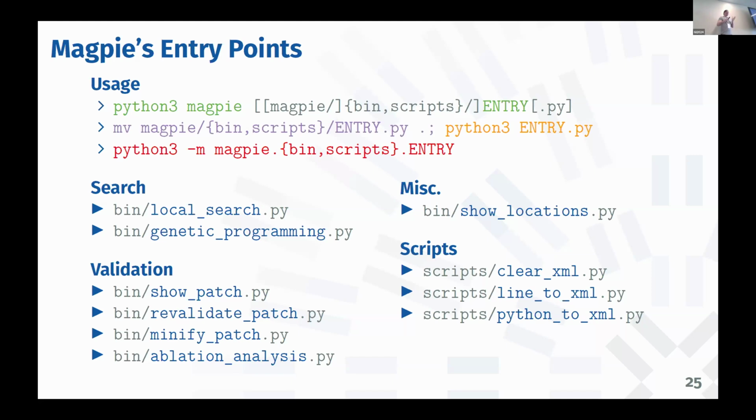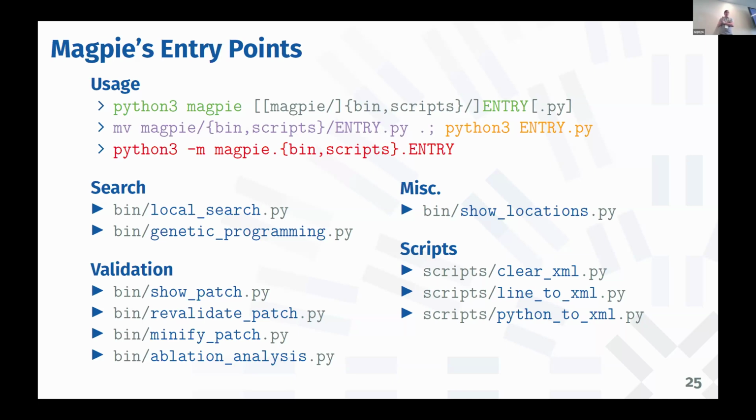On Python 3, Magpie should be the easiest. You do not need to know anything about Python to just use it. You just need to provide your software, the scenario files with no real Python, and Python 3 Magpie and the name of the entry point. That will be sufficient. Magpie provides 2 entry points for search, for local search and genetic programming.